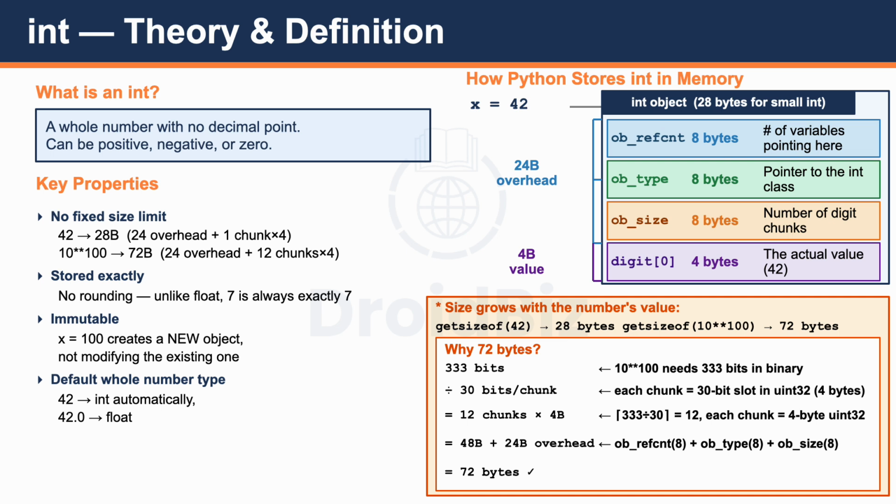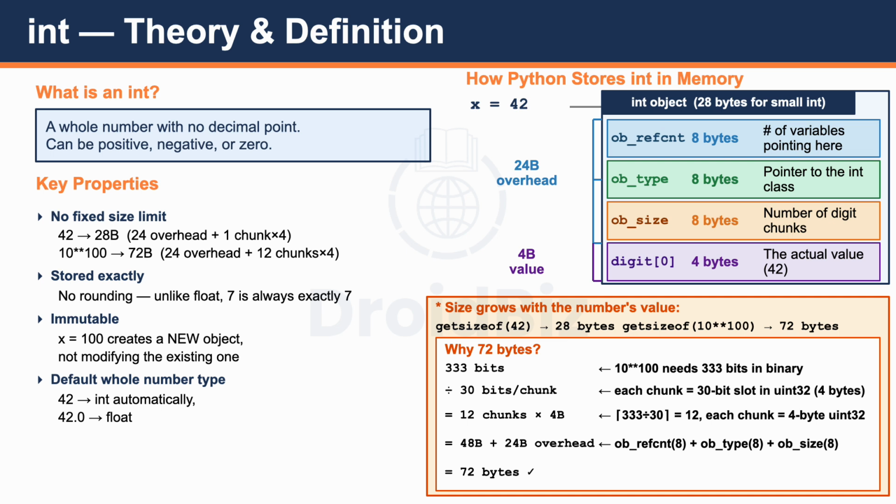Second is object type, 8 bytes storing a pointer to the int class. This is how Python knows the type of the object at runtime. Third is object size, 8 bytes that store how many 30-bit digit chunks the value uses. Then comes the actual value. For 42, that's just one chunk, 4 bytes. So the total is 24 bytes of overhead plus 4 bytes of value, giving you exactly 28 bytes.